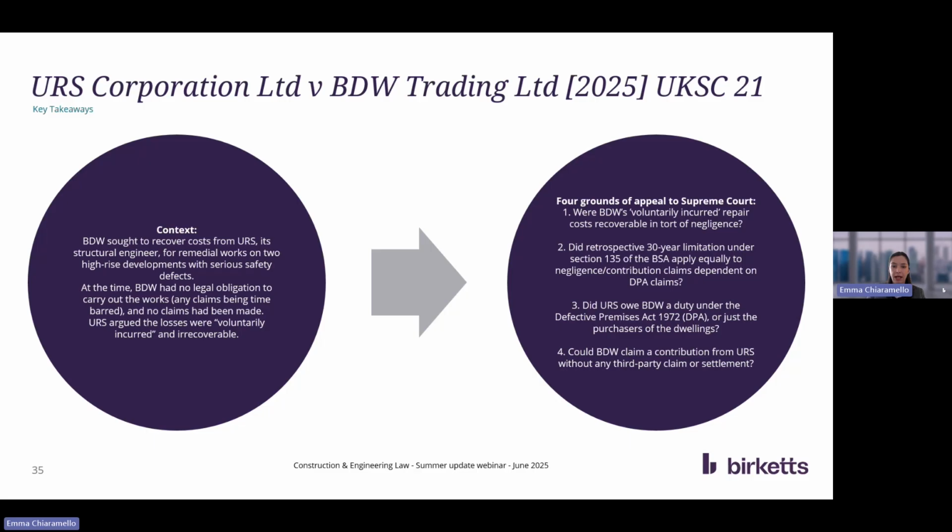The court was looking on the appeal at 4 grounds, really, raised by the engineers in defence of the claim. The first ground was whether or not the remediation costs were voluntarily incurred and therefore recoverable in the tort of negligence. The second was whether or not the 30-year limitation period under the Building Safety Act also applied to the negligence and contribution claims against the engineers that were contingent on the Defective Premises Act claim. The third was whether the developer was owed a duty under the Defective Premises Act, or were duties only owed to the purchasers of dwellings? And the fourth was whether or not BDW could claim a contribution when there wasn't a third-party claim or settlement against it at the time of the remedial works.